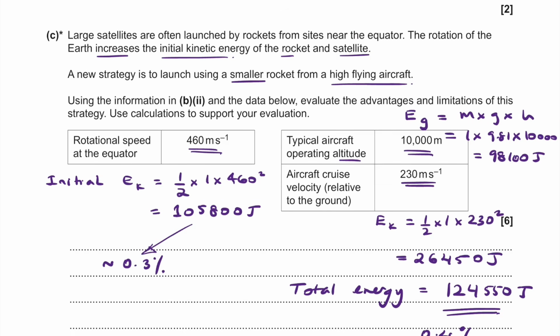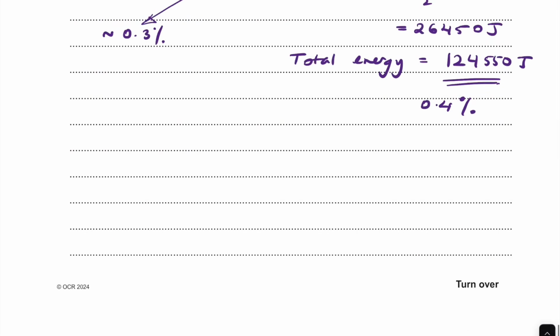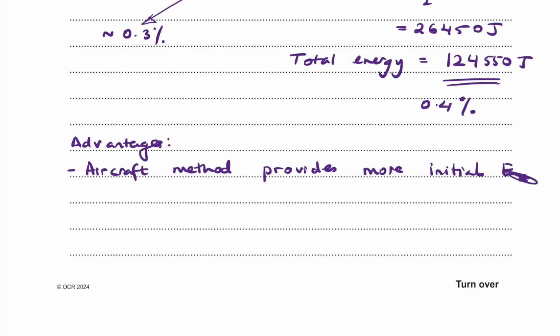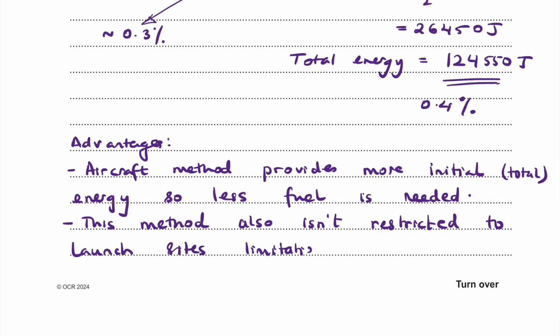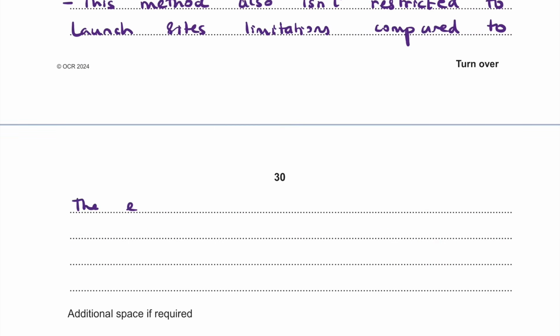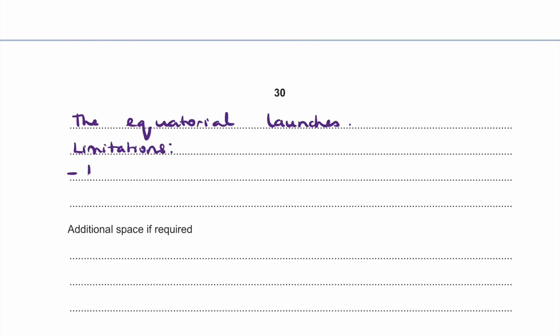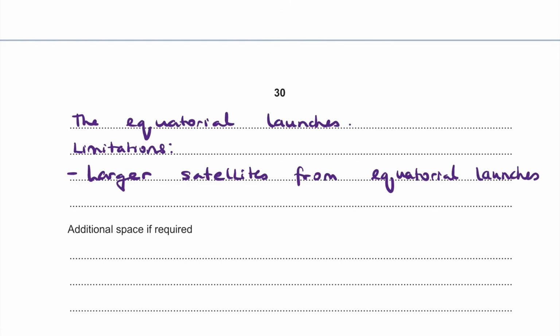So in terms of the advantages, I'd say that the aircraft method provides more initial total energy, so less fuel will be needed. And this method isn't restricted to launch site limitations compared to equatorial launches. But in terms of the limitations, the problem is with larger satellites. The larger satellites from the equatorial launches will increase the kinetic energy of the satellites. So for aircraft-only launches, to still be efficient, we can only use smaller satellites.